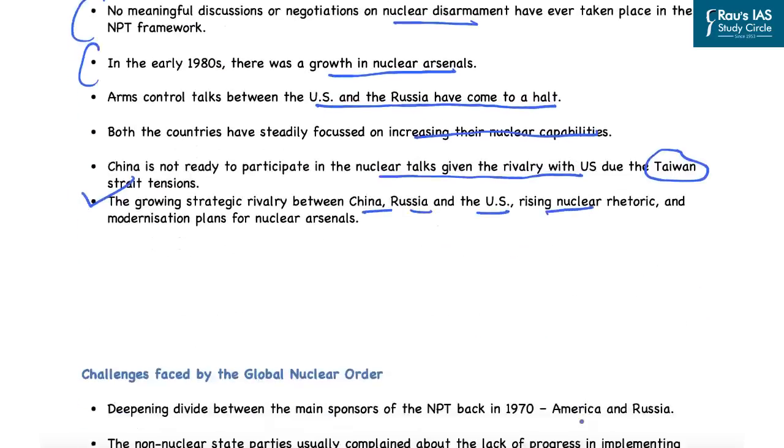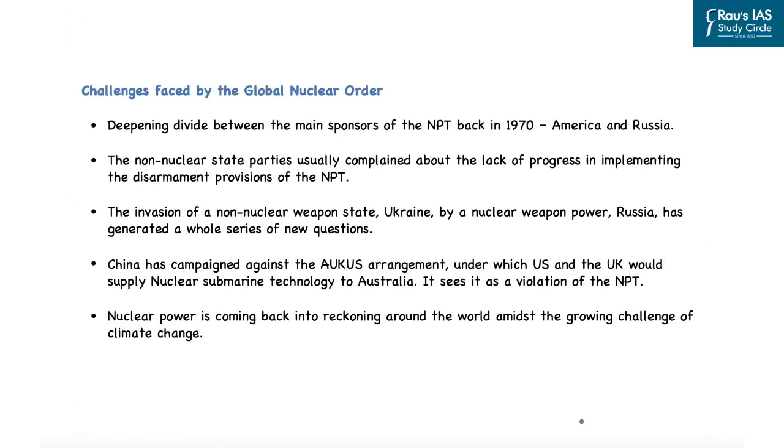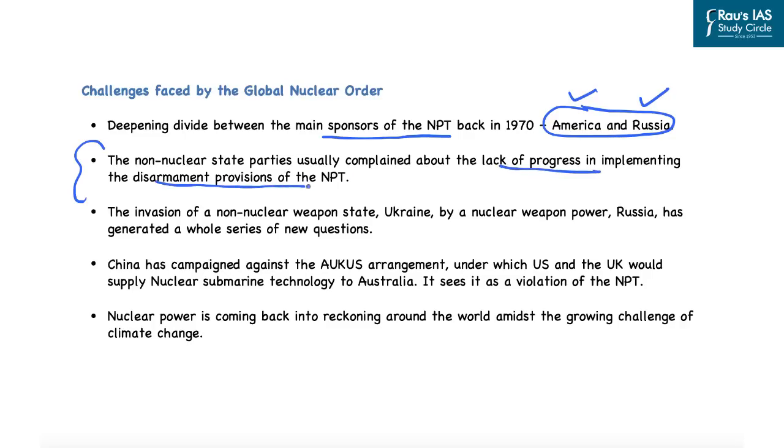In the current scenario, there are challenges faced by the global nuclear order. First, of course, is the deepening divide between the main sponsors of the NPT treaty, that is America and Russia. America and Russia were the sponsors of the NPT treaty, but there is an increasing divide between their approaches to negotiating in the NPT framework. Further, the non-nuclear weapon states which are party to the NPT treaty have complained about the lack of progress in implementing the disarmament provisions of the NPT treaty.